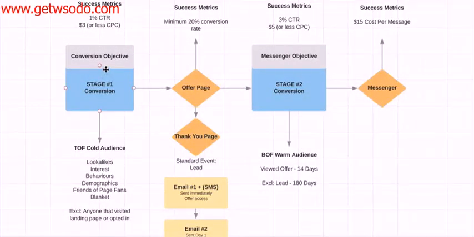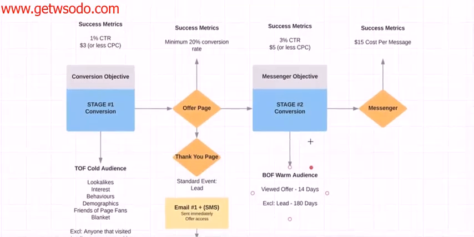So we're going to have our stage 1 and our stage 2, top of funnel targeting cold audience, and then bottom of funnel targeting warm audience. This is probably more like middle of funnel, but that's okay. And we've got success metrics along each step as well. So at the top of the funnel, we've got our Facebook ad. It's going to be run as a conversion objective when we activate the funnel. What we're looking for here is a 1% click-through rate and a $3 or less cost per click.